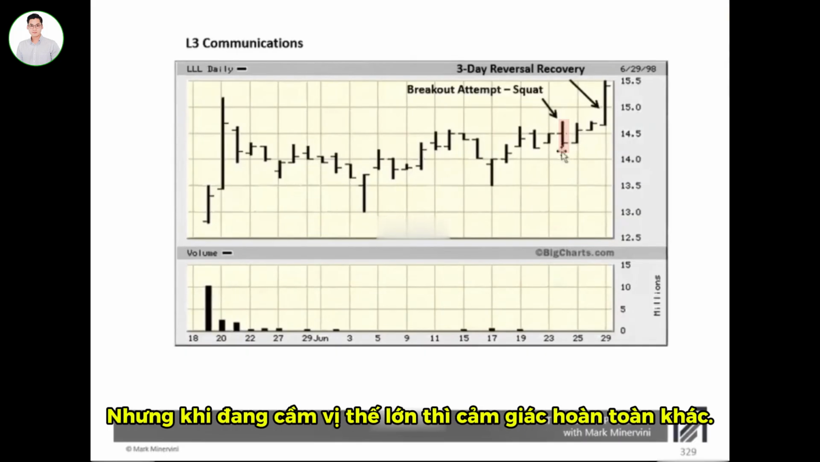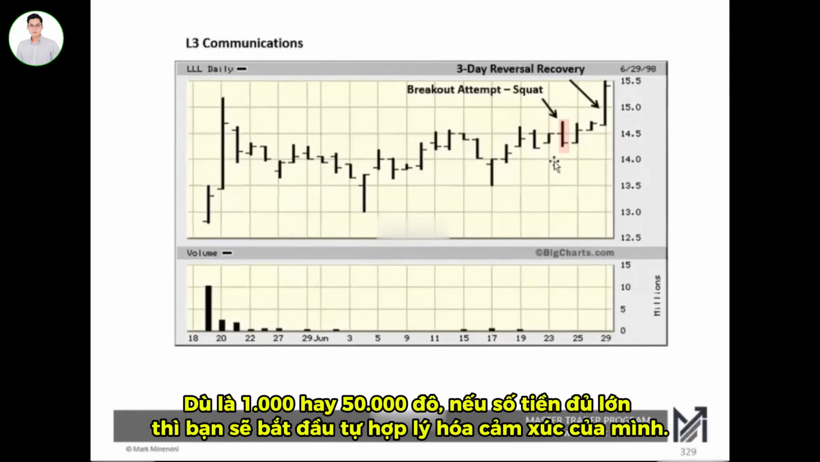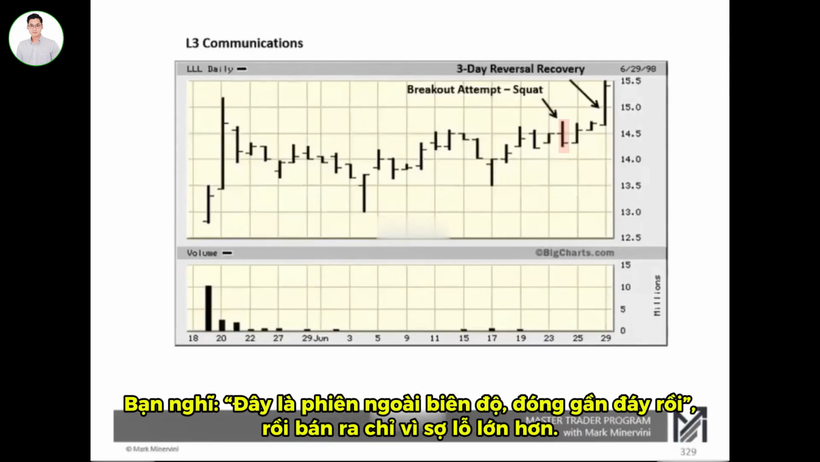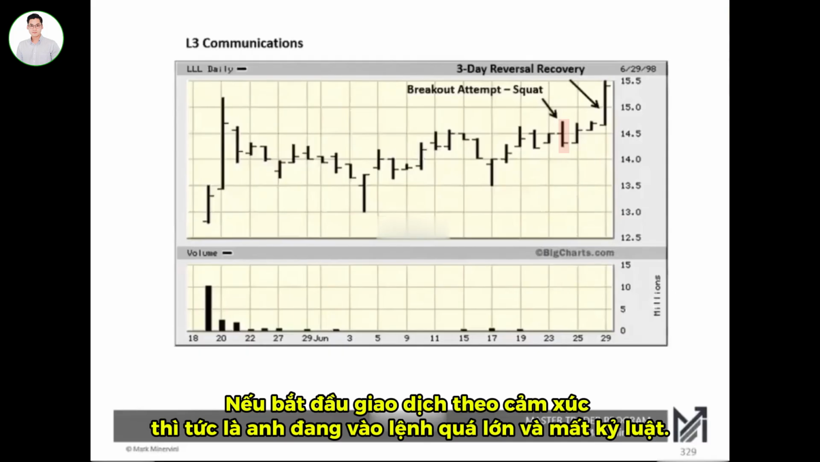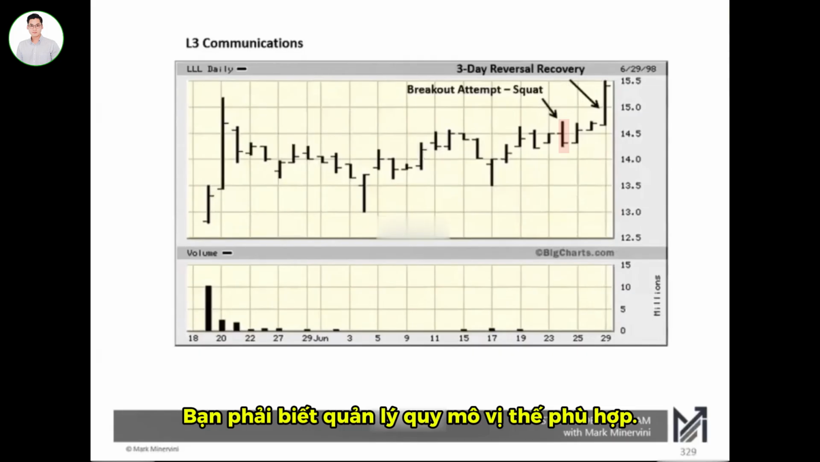But when you're in a position and you take a big position, whatever the number might be, whether it's $1,000, $5,000, $50,000, if it's a big enough dollar loss, you'll rationalize yourself. You'll say, oh, this is an outside day that's closed on the low or near the low, and you'll sell it out just simply because. And that usually means that you're positioned too big, because if you start trading emotionally based on the position size, you're trading too large. You're not able to stick to the rules. So you really have to position size yourself.